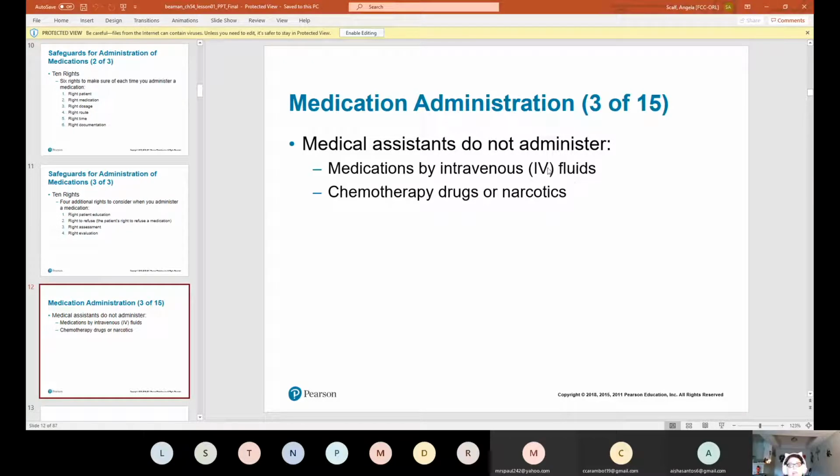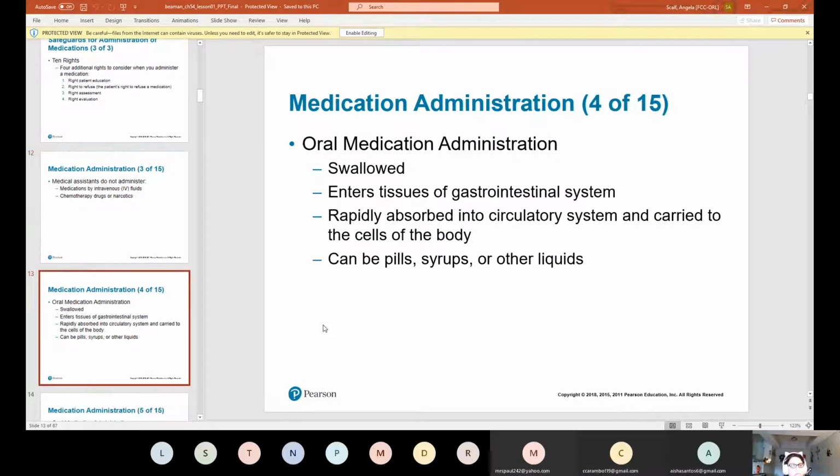And the reason is because when you put a medication into a vein, it is instantly in the cardiovascular system. All right. And chemotherapy for obvious reasons, and narcotics for obvious reasons.